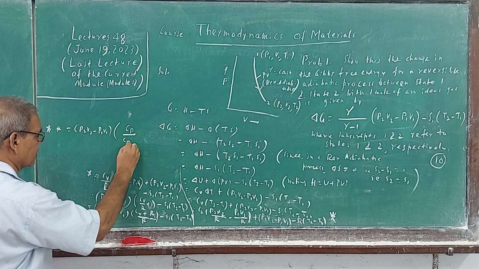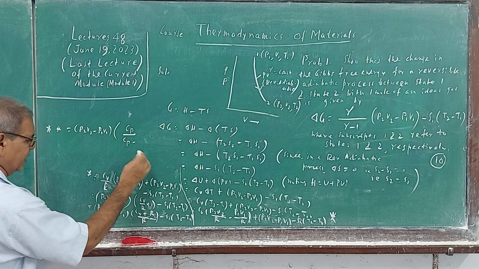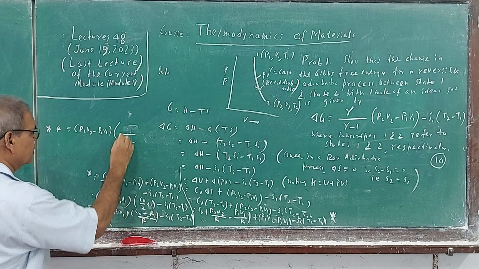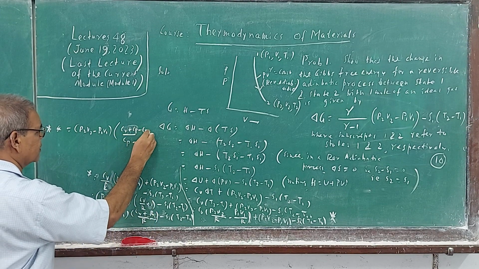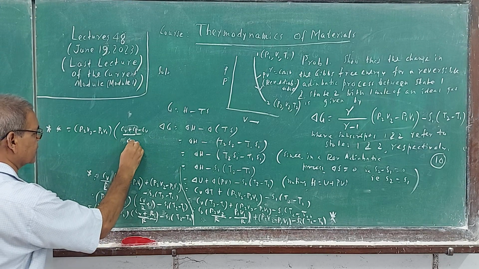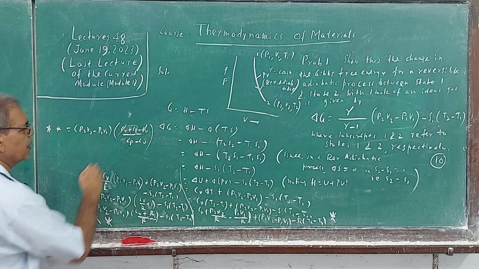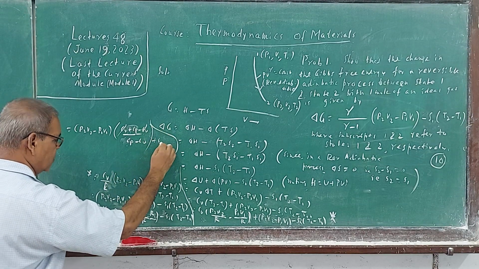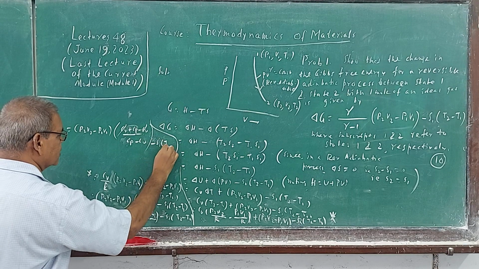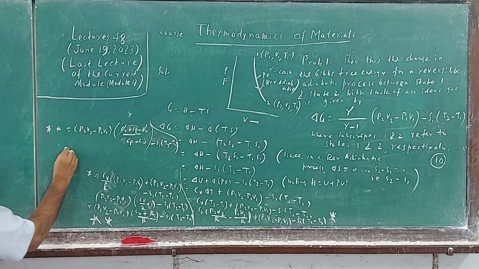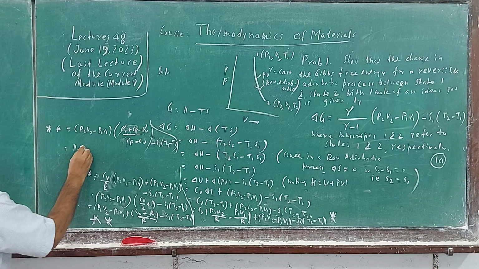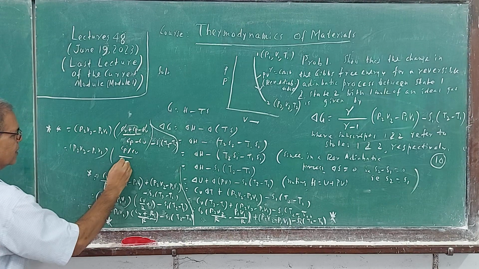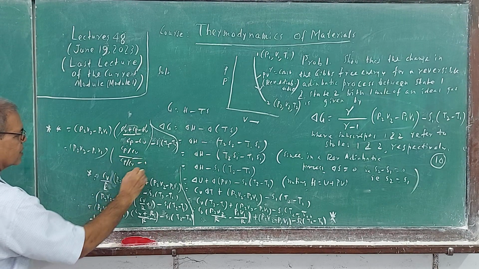R is Cp minus Cv. Or anything you can consider. So R is Cp minus Cv, and what do you have? Cp by Cp minus Cv, plus S1 (T2 minus T1), minus S1 (T2 minus T1). It is divided by, just playing with this, Cp by Cv, Cp by Cv minus 1.